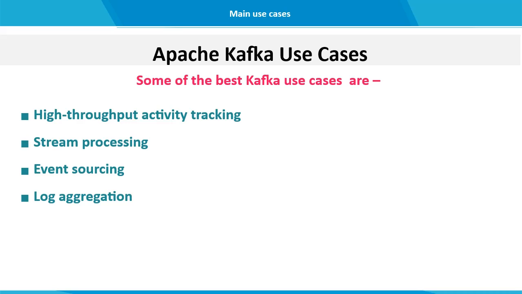Third use case is event sourcing. For example, we can use Kafka with a banking application. If an account balance is somehow corrupt, we can recalculate the balance based on the stored history of transactions. Fourth use case is log aggregation. We can use Kafka to collect log files and store them in a centralized place.